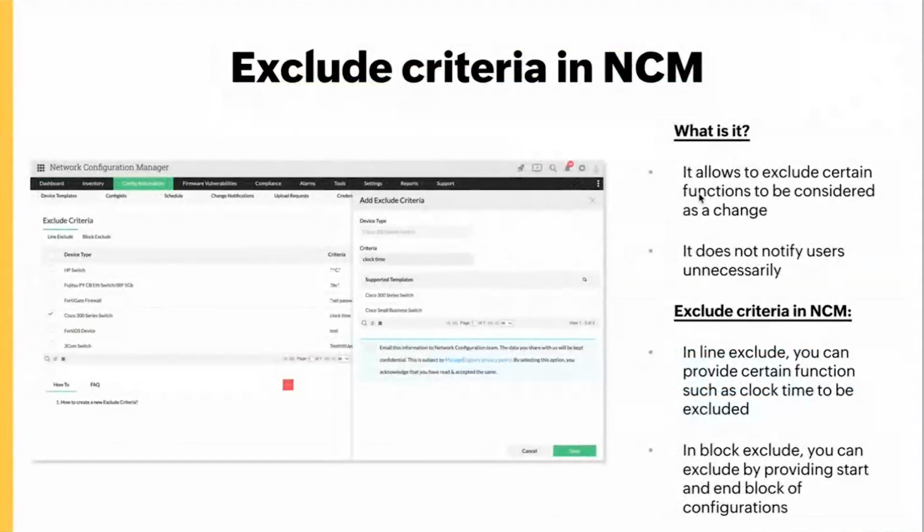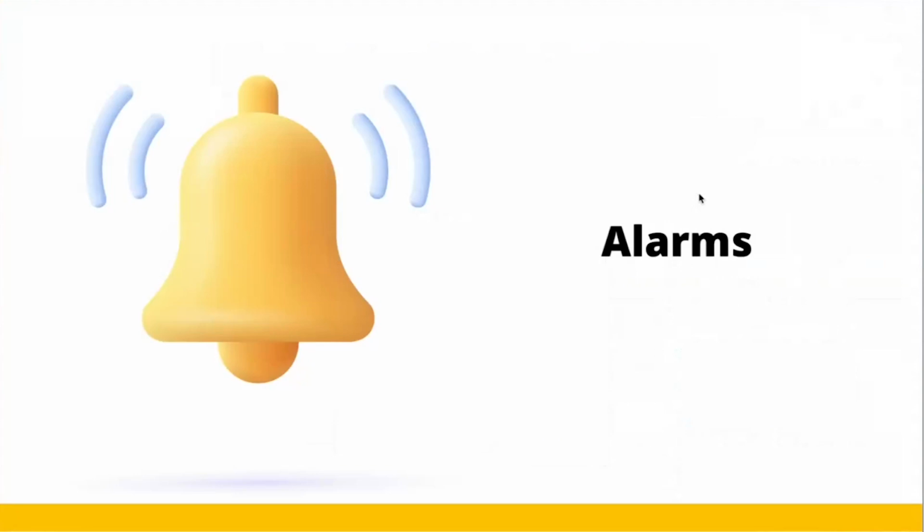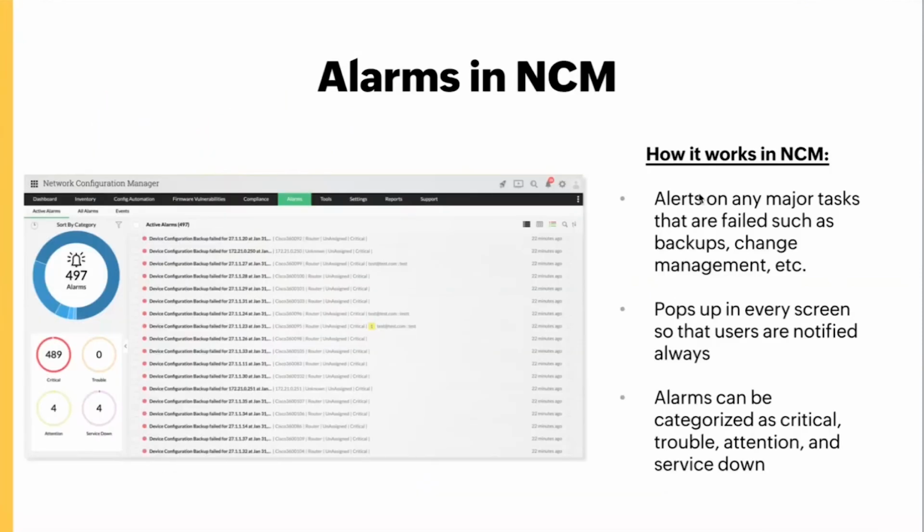The next one is alarms. Alarms are used to notify users of important updates and failures immediately. Alarms in NCM are used for major failures such as backup failures, change management failures, etc. These alarms pop up on all the screens in Network Configuration Manager whenever there is a critical failure. Let me show you an example in the UI.